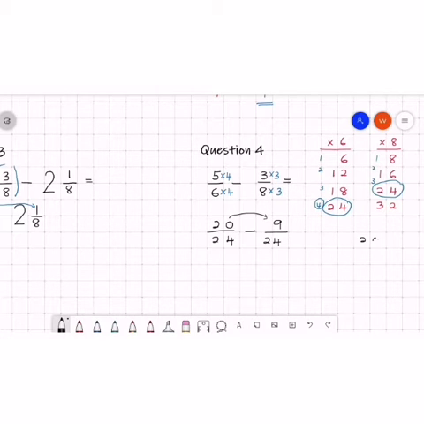So 20 minus 9. So you see 0 cannot minus 9, so need to borrow 1 from this 2. 10 minus 9 is 1 and here got 1. So the answer is 11. So 11 over 24. So we cannot simplify this answer. There is no number that can divide these two numbers evenly. So 11 over 24 is the final answer.